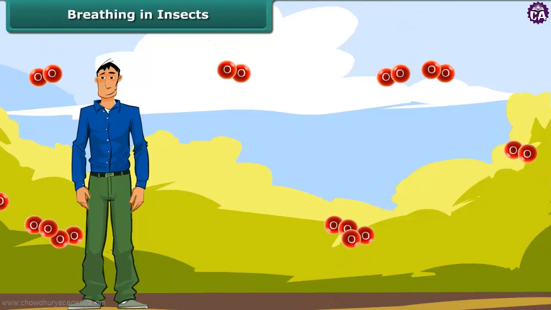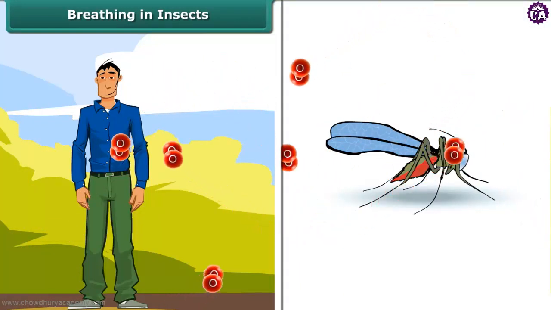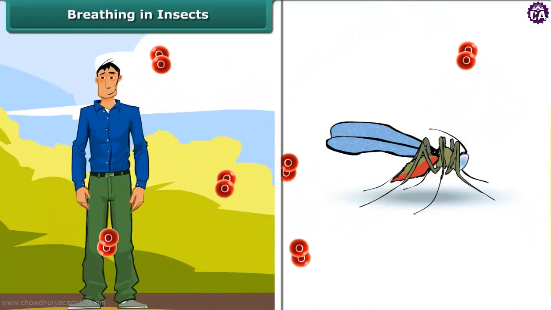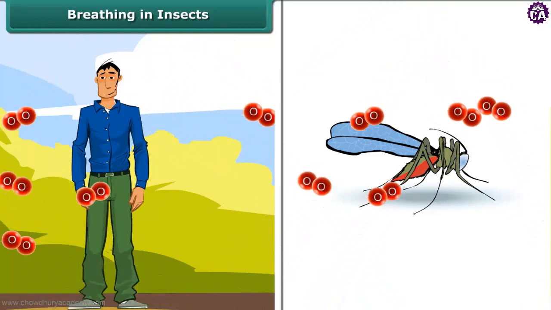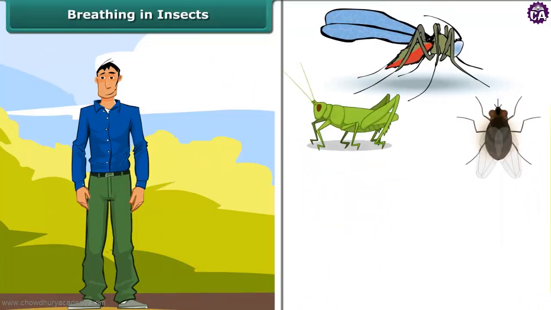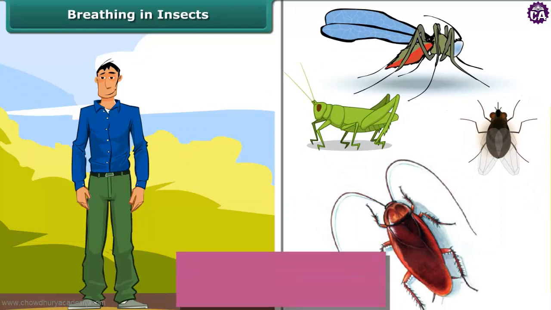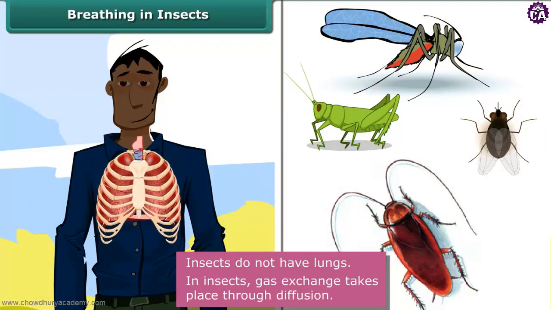Like human beings, insects need oxygen for survival as well. Again, like human beings, they produce carbon dioxide as a waste product. But unlike human beings, insects like grasshopper, housefly, cockroaches, etc. do not have lungs. The process by which gas exchange takes place in insects is known as diffusion.